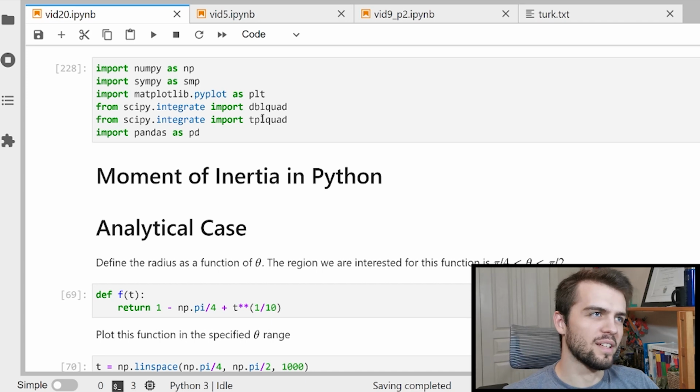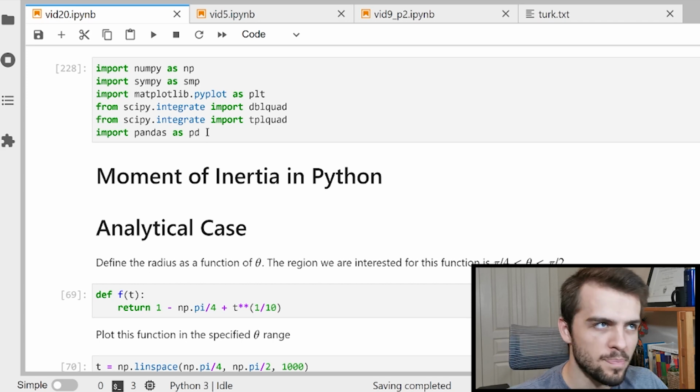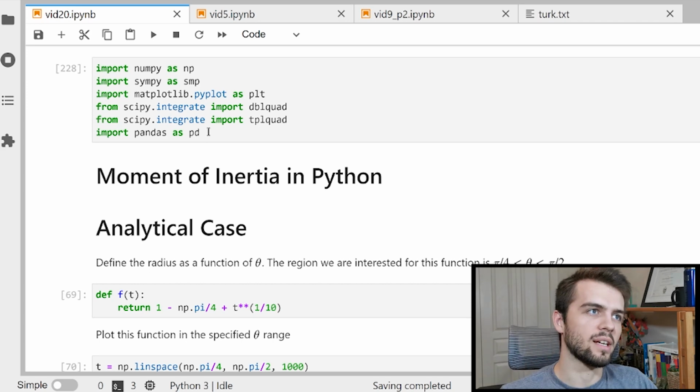So there's really nothing fancy today in terms of the actual libraries used. We've got NumPy, SymPy, Matplotlib, used all the time. Some SciPy for integrating, the double and triple integrator here. And then at the end, I'm going to use pandas a little bit to make some nice looking plots of matrices. Nothing to do with data analysis here, but you'll see that closer to the end.